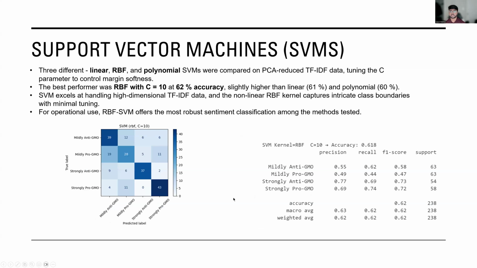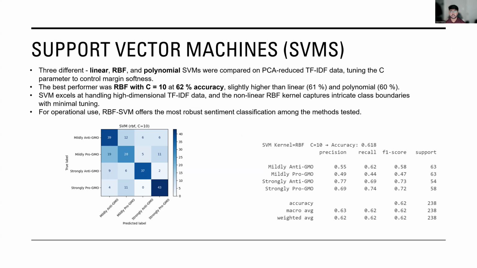Moving on to support vector machines, I have used three different support vector machines here: one with a linear kernel, one with RBF, and one with a polynomial kernel. All were used with various values of C. The best performing model I found was the SVM with RBF kernel with C equal to 10. It had an accuracy of around 62%, which is slightly higher than the linear and polynomial kernels.